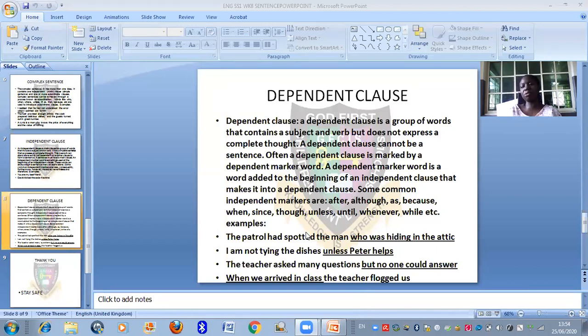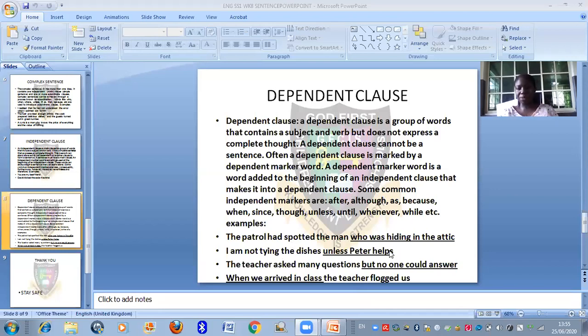Now let's look at it. If I just come to you and say who was hiding in the attic, you will be expectant, like what do I want to say? Do I want to add more to it? But if I add it to another group of words, like the patrol had spotted the man who was hiding in the attic, then you have a complete sentence, a meaningful sentence, a sentence that expresses a complete thought. So the same thing applies to all our other examples.